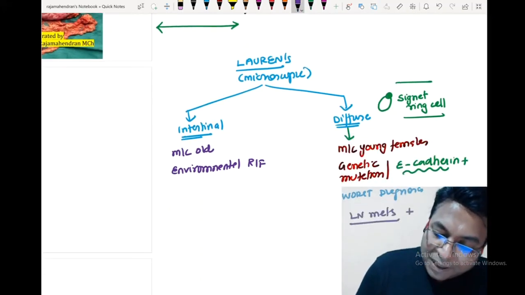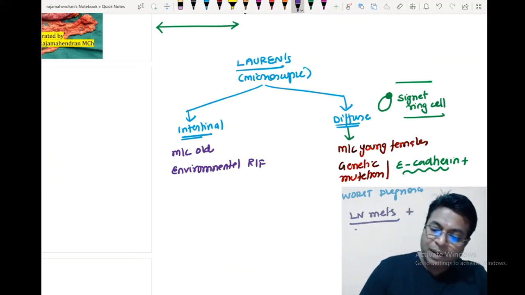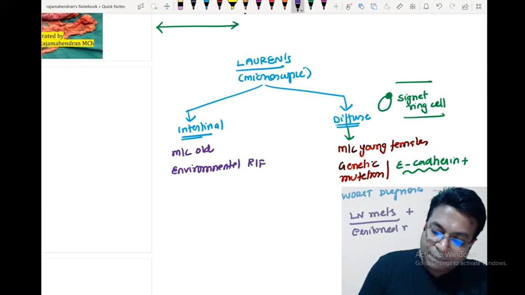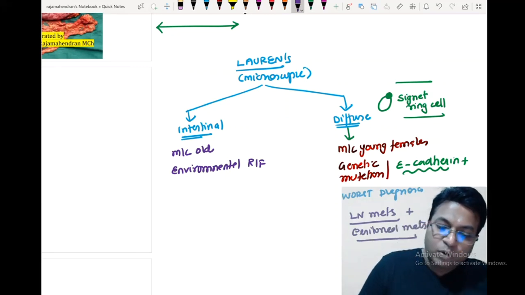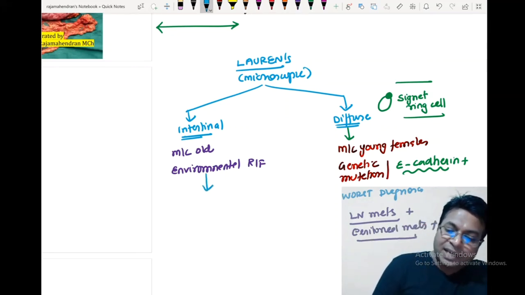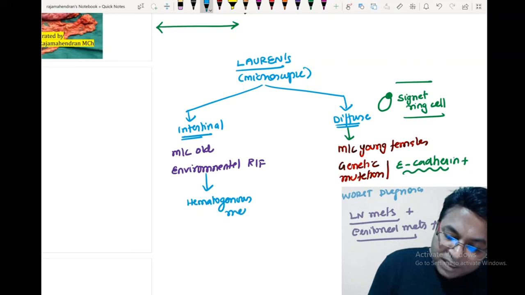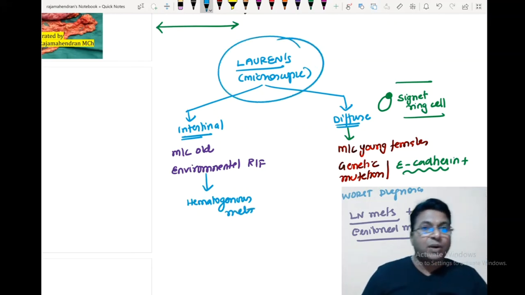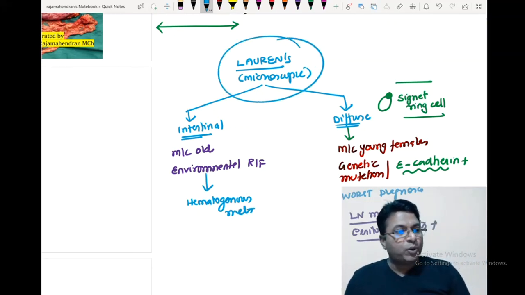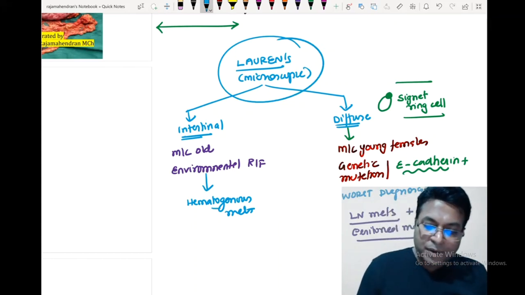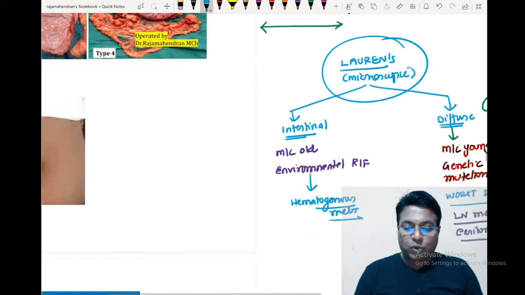They spread by lymph node mets and by peritoneal mets. These are common in diffuse type. In intestinal type, the mets which are common are hematogenous mets. So please remember, this classification is a very frequent question of the NEET PG exam. So I want you to remember this classification also. Hematogenous mets are common in intestinal type and diffuse type will have lymph node mets.